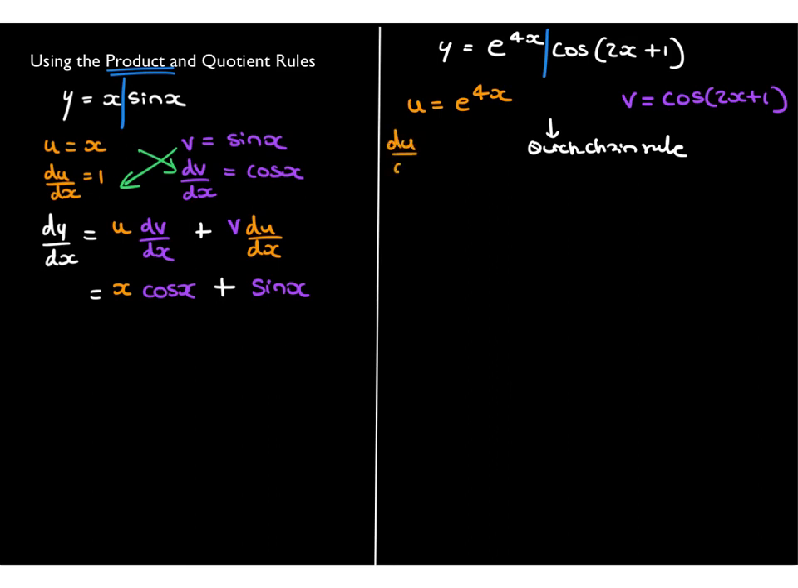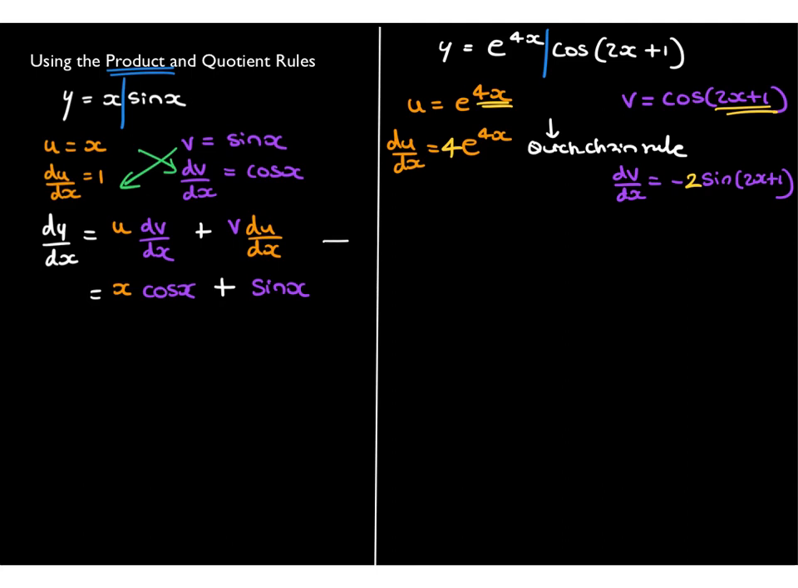So du by dx, it's an e function, so it differentiates to e to the 4x, but we need to multiply by the derivative of the inner function, which is 4x, and the derivative of that is 4. So we have 4e to the 4x. Now for v, dv by dx, we can see it's a cosine function, so it will differentiate to negative sine 2x plus 1. But we need to multiply by the derivative of the inner function, and the inner function is 2x plus 1, which differentiates to 2. So we have this.